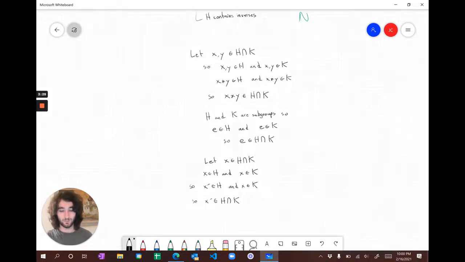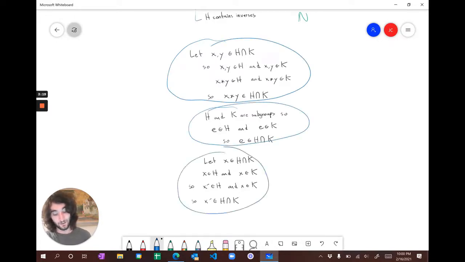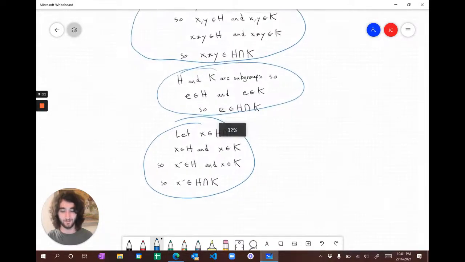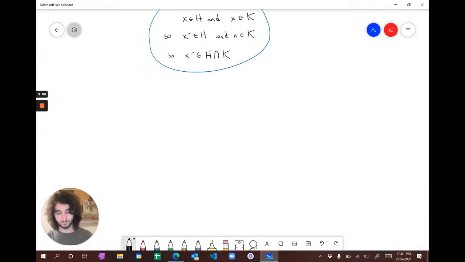So there you go. Separately, we have shown that it's closed, it's got the identity, and it also has everyone's inverse. And that is enough to be a subgroup, right? That is what it means to be a subgroup, that it has all of those things to be a group. Now, a couple things I wanted to mention.